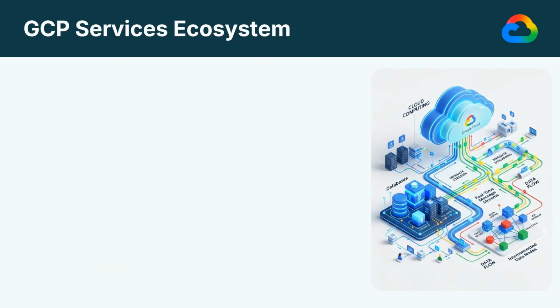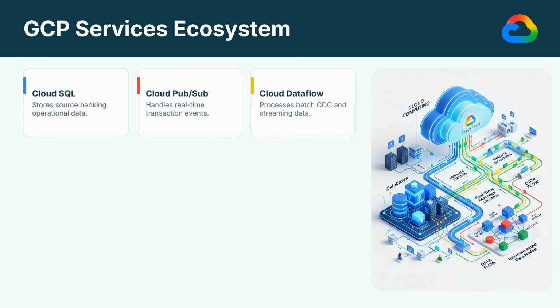Sir, what are the GCP services that we are going to use for this particular project? If you ask me, we are going to use Cloud SQL, which we are going to use as the banking operational data. So it stores the source banking operational data, and we are using Cloud Pub/Sub, which will be handling the real-time transaction events. And then we have Cloud Dataflow, which will be used for processing the streaming data as well as CDC, change data capture.